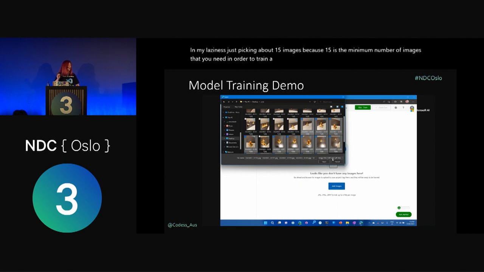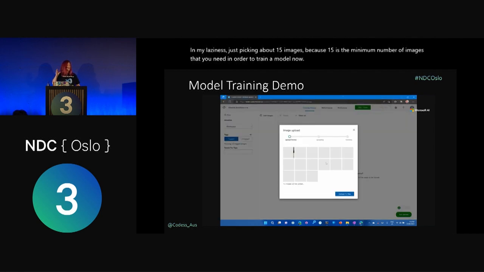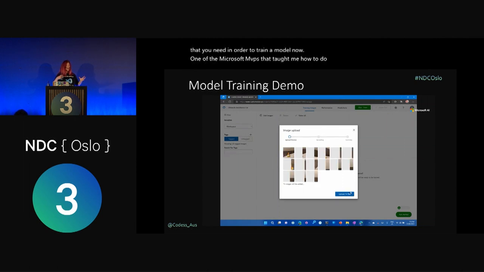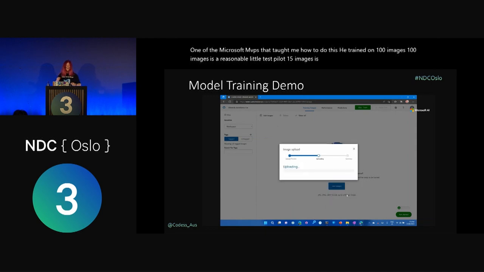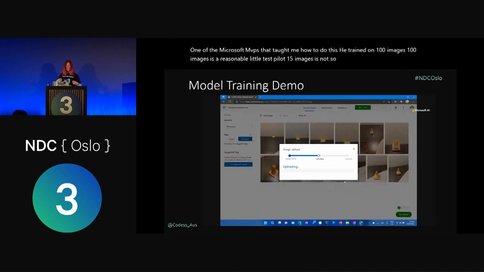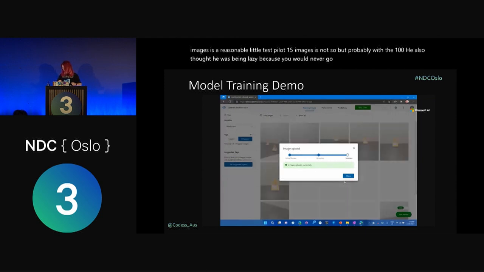Now, one of the Microsoft MVPs that taught me how to do this, he trained on 100 images. 100 images is a reasonable little test pilot. 15 images is not. But probably with the 100, he also thought he was being lazy because you would never go to production with 100 images.